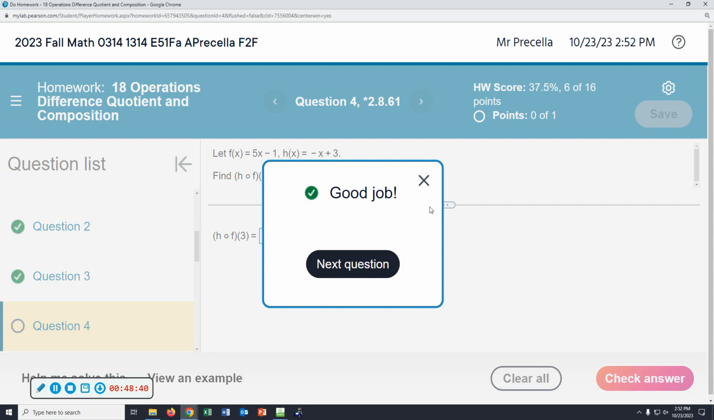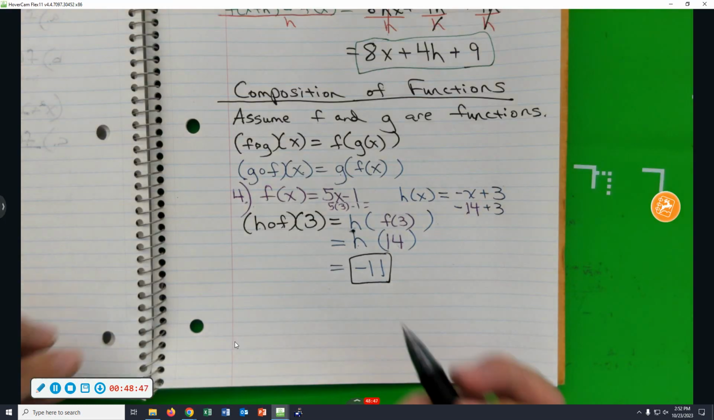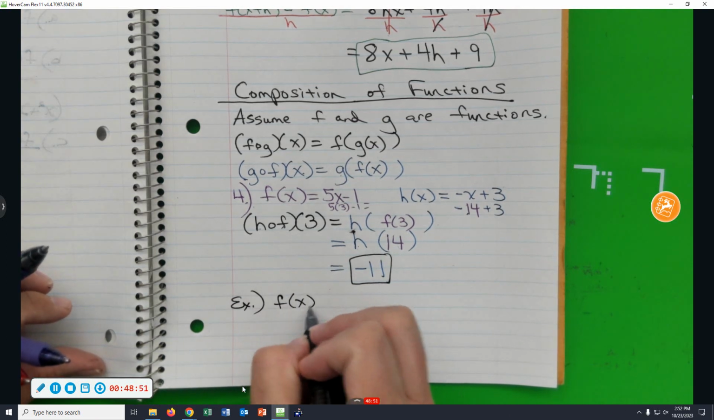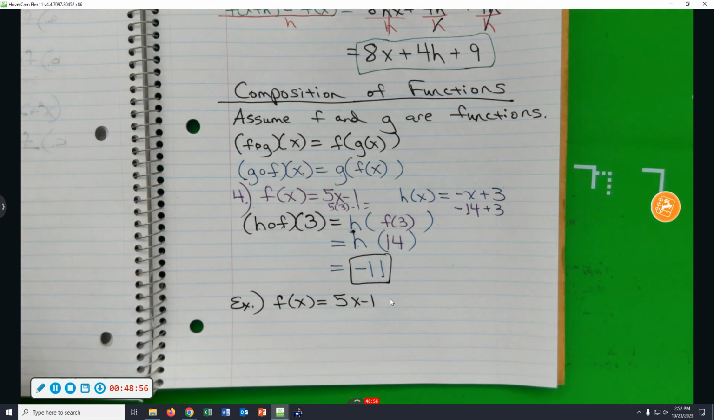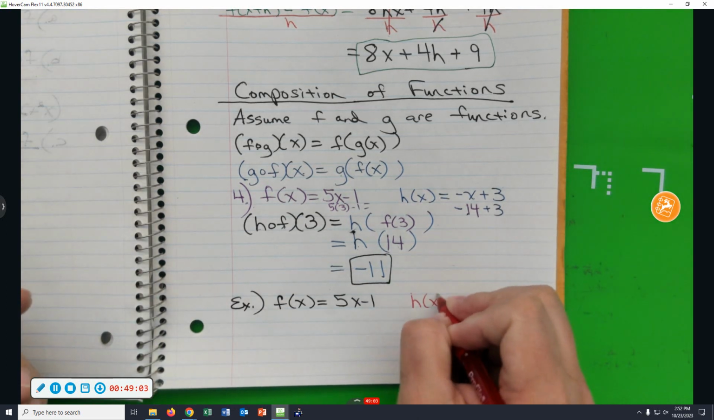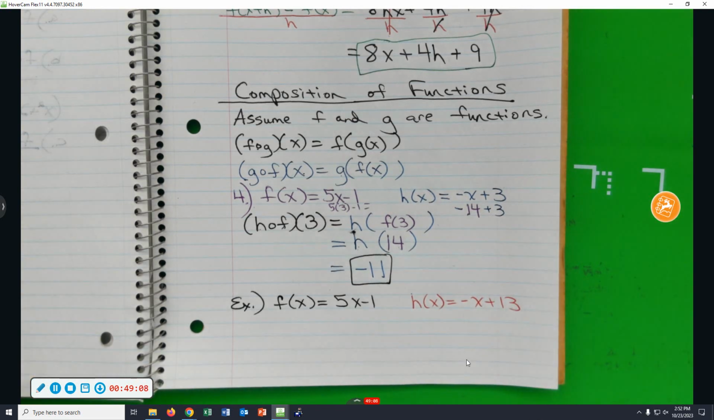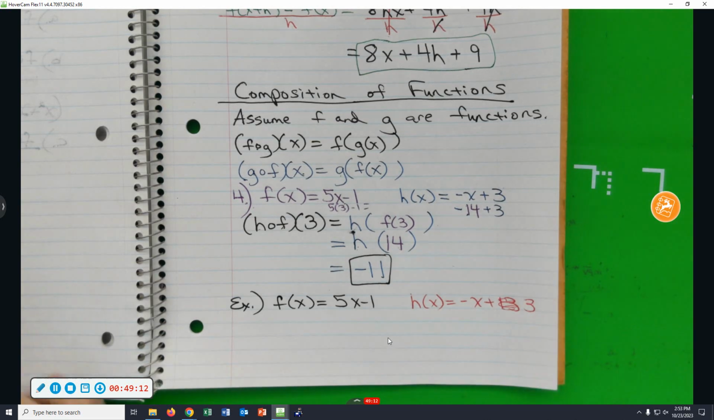Well, you know something? I'm going to make up an example. I'm going to still use the same functions. Here they are. f of x is 5x minus 1, and h of x is negative x plus 3.